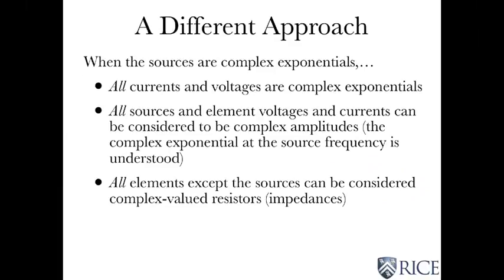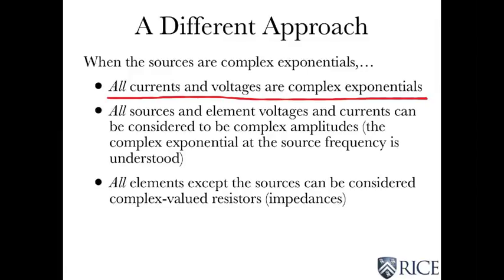When the sources are complex exponentials, we just discovered that all currents and voltages are complex exponentials. If you had solved that differential equation for the input voltage being a complex exponential, and assumed V out was a complex exponential, you would get that answer. It's a consistent solution. Once you have a solution to a differential equation, no matter how you got it, you know it's the only solution. That's the way differential equations work.